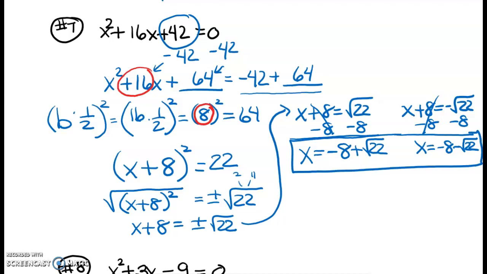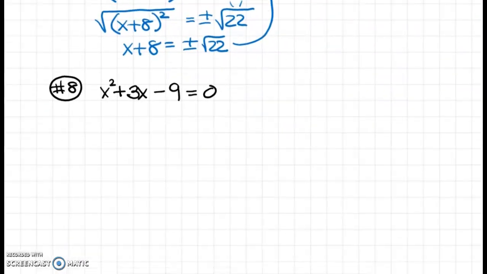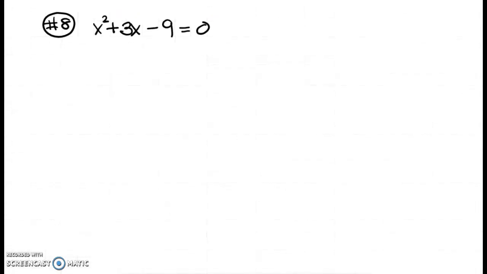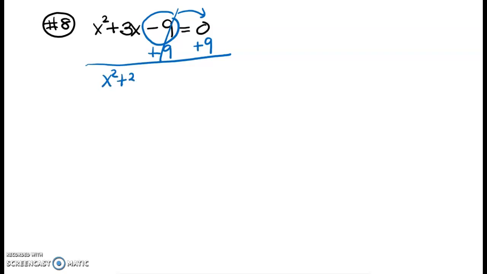All right, so now we're going to do our very last problem. This one's going to be a little bit more difficult because it is going to involve fractions. So again, I want to take my -9 and move it to the other side. Since that's a -9, I'm going to add a 9 to both sides to get rid of it. So I have x squared plus 3x. That's going to equal 9.